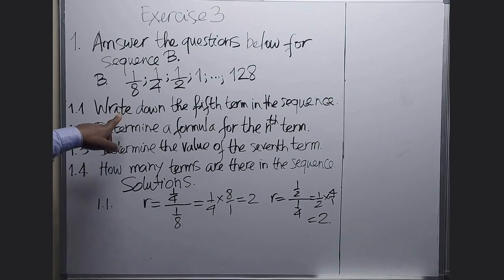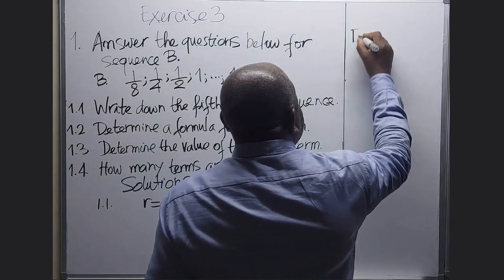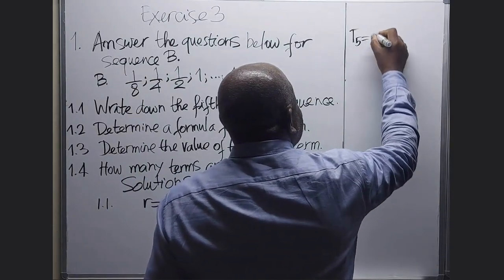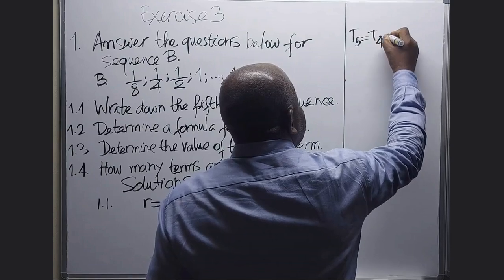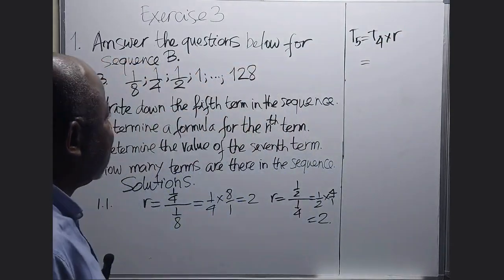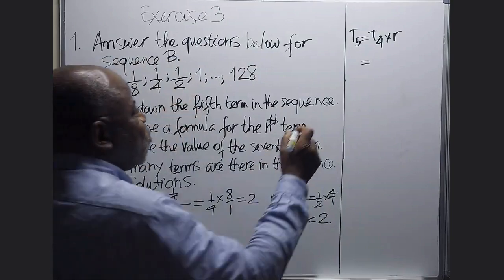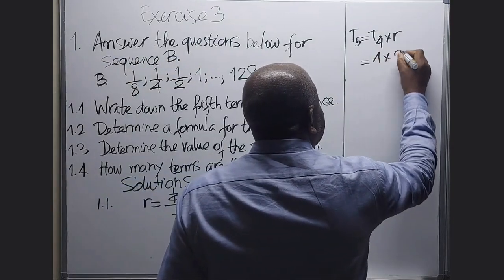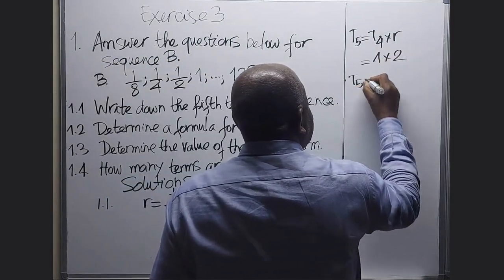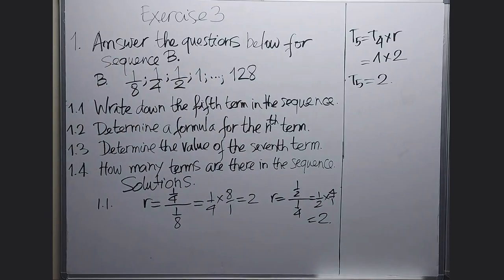So now if we want to get the fifth term, T5 will be equal to T4 multiplied by the common ratio. So our T4 is 1, 2, 3, 4, is 1. 1 times 2, so T5 will be equal to 2. And that is the answer for question 1.